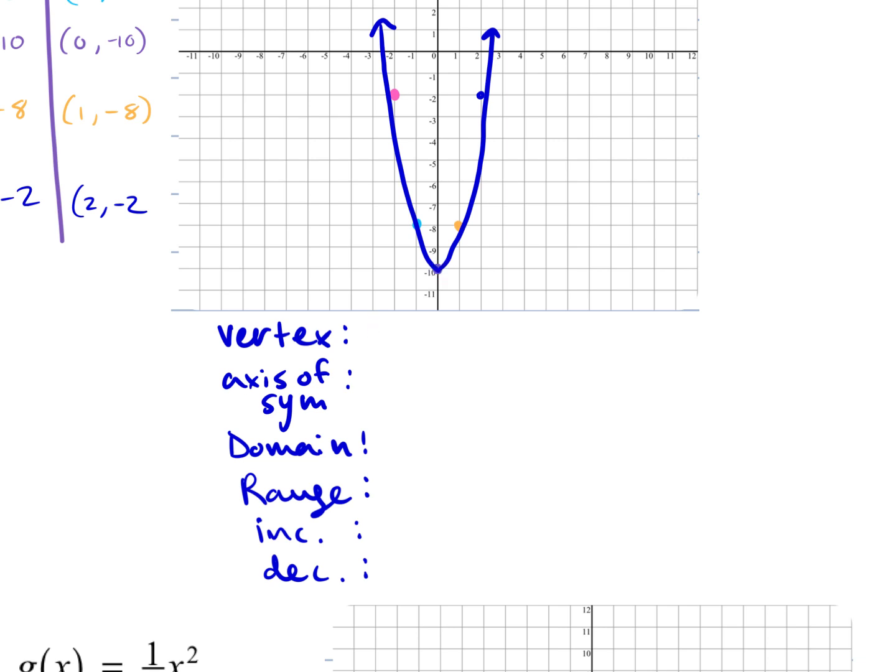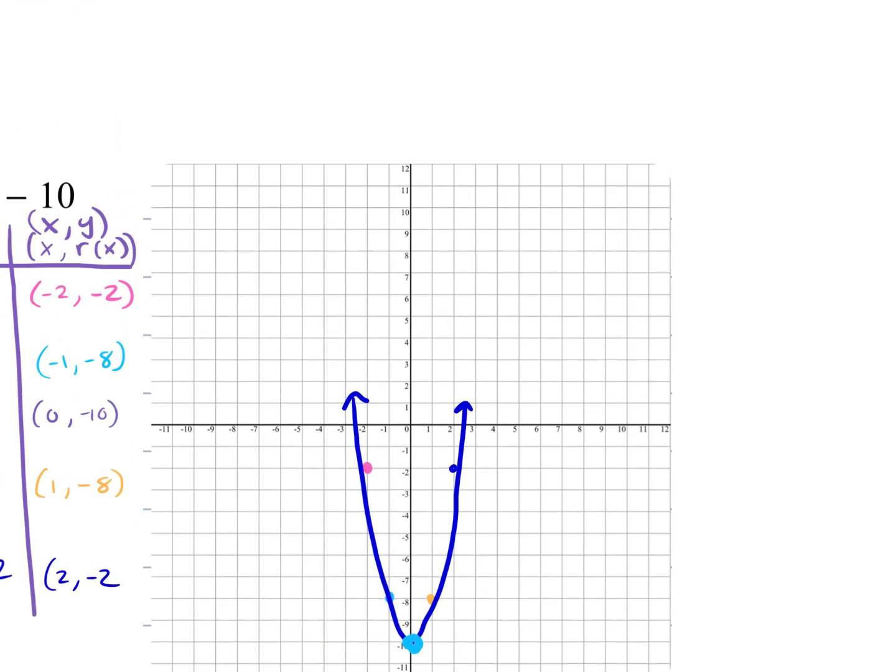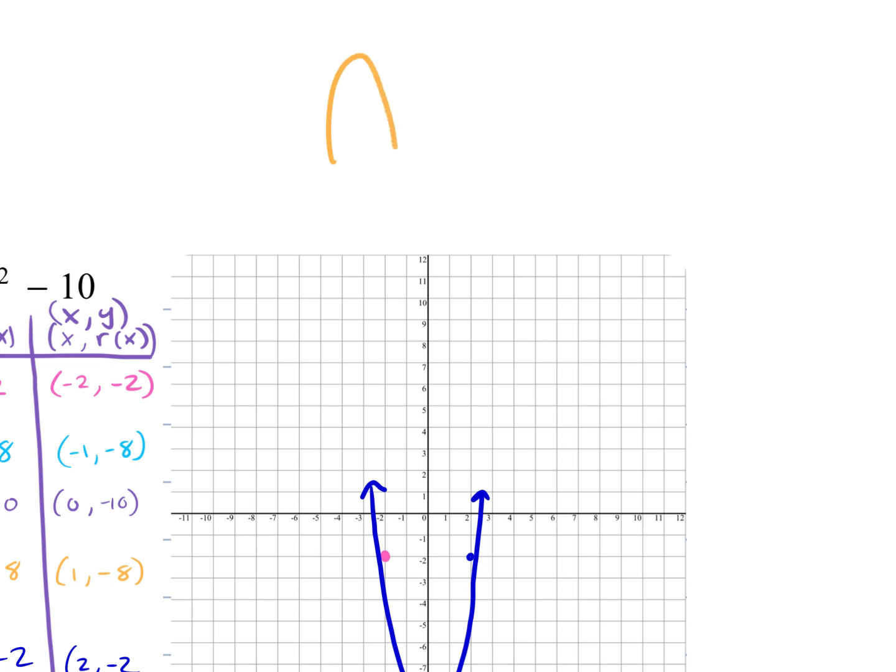Negative 10, negative 10. So what would the point be? Negative 10. 0. 0, negative 10. 0 comma negative 10. Good job, Alex. How do you know which one you use? The bottom is lowest point. No, if it opens down, use the point at the top. If it opens up, use the point at the bottom. So the one that's in the very middle of the graph.